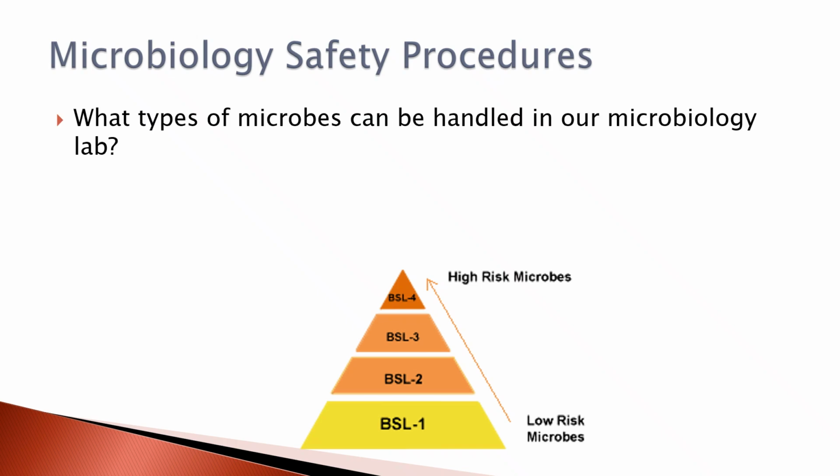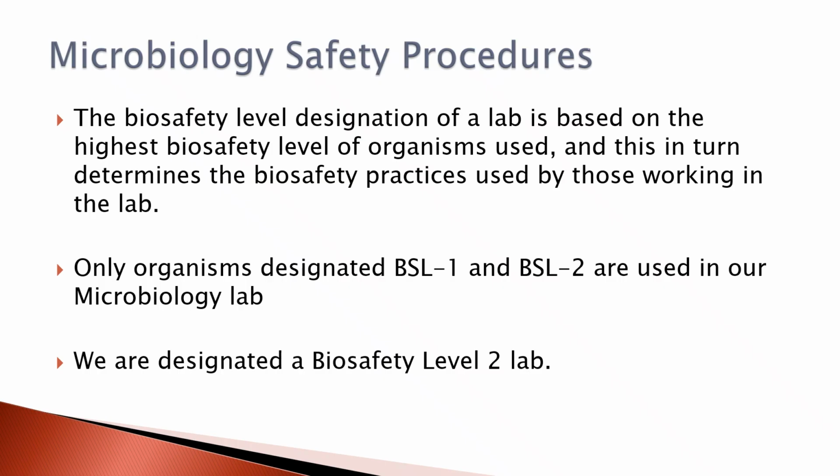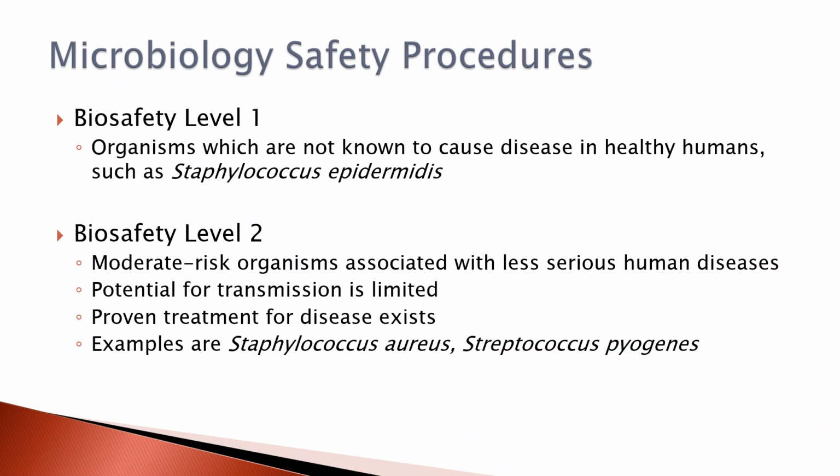Okay, so what types of microbes can be handled in our microbiology lab? The Centers for Disease Control is going to divide microbes into 4 biosafety levels based on their ability to cause disease. And so what level lab we are dealing with is posted on the outside of the door. So the biosafety level designation of a lab is based on the highest biosafety level of organisms used, and this in turn determines the biosafety practices that are used by those working in that lab. Only organisms designated BSL 1 and 2 are used in our microbiology teaching labs. We are designated on campus as a biosafety level 2 lab. So what does all of that mean?